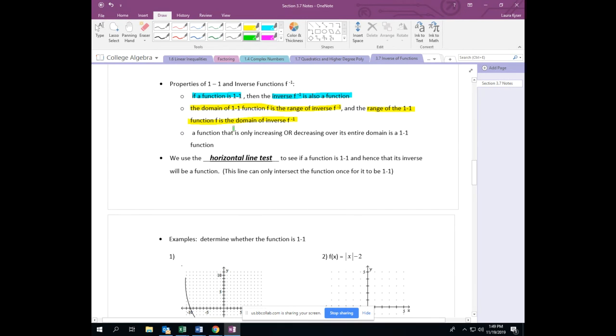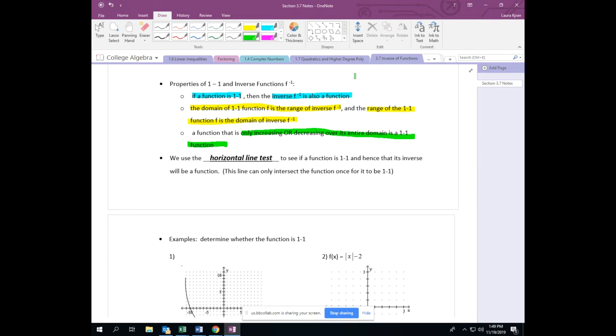Last thing, any function that is only increasing or decreasing over its entire domain is one-to-one. Now, this is going to come in handy whenever you see exponential functions, because on one end of an exponential function, it almost looks vertical, and so it might look like it's not a function to begin with. On the other end, it becomes almost horizontal, which might indicate to you that it is not one-to-one.